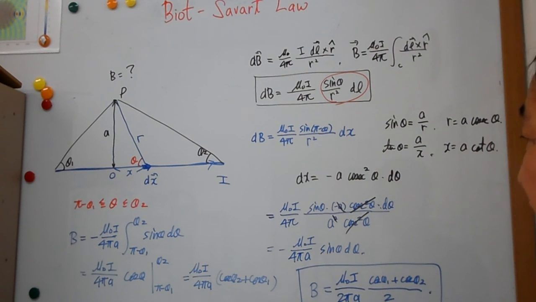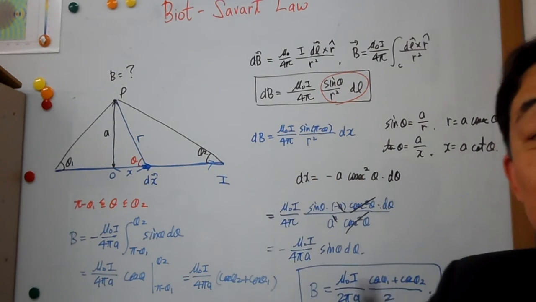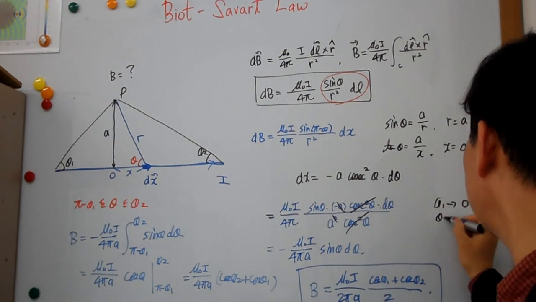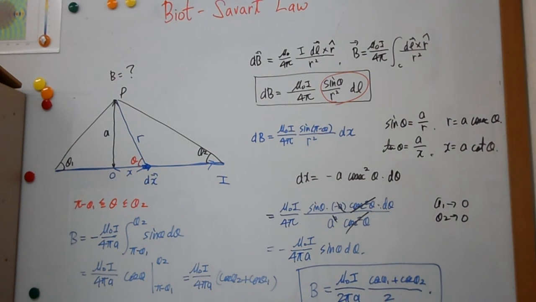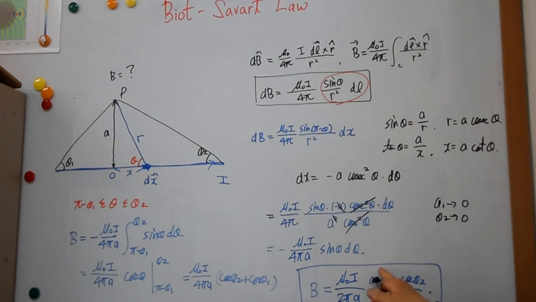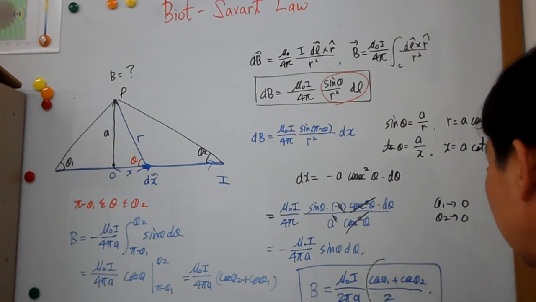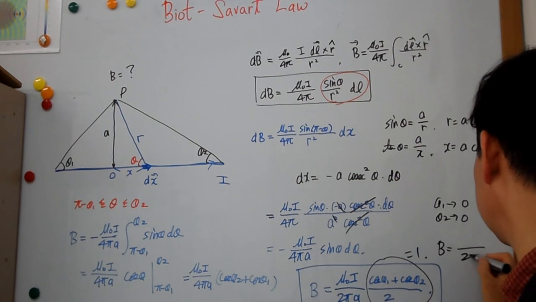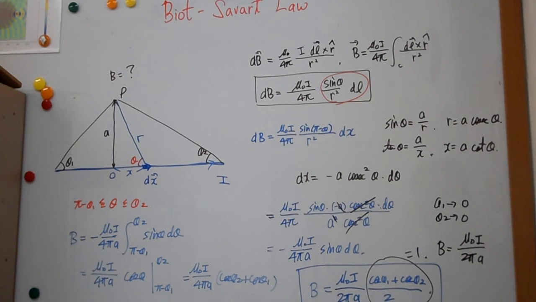And for a special case, what happens if the line is infinitely long? Infinitely long means theta 1 is 0 and theta 2 is 0, both. For an infinitely long wire, the cosine of theta 1 equals 1 and the cosine of theta 2 equals 1, so the right side is just 1. Then B equals mu 0 I divided by 2 pi a for an infinitely long wire.